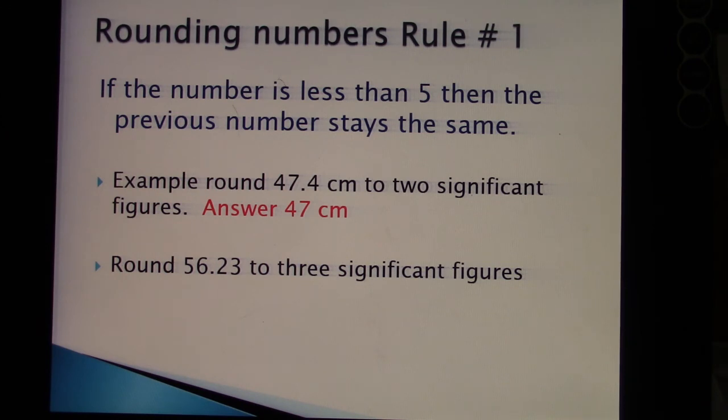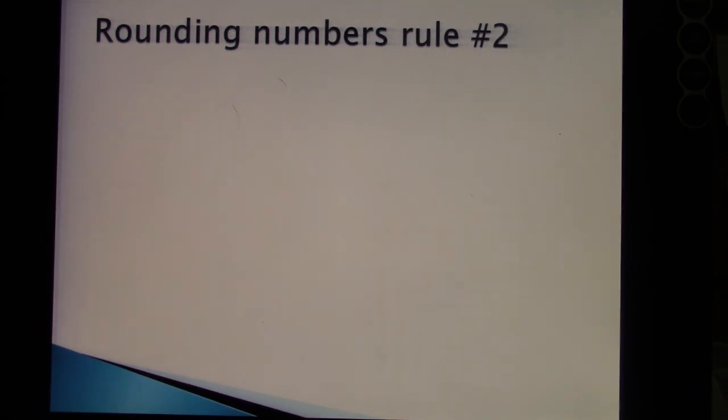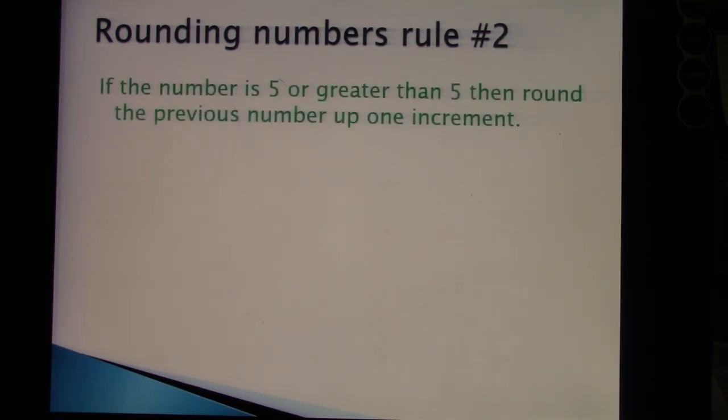So that number has 4 significant figures. We're going to round it to 3 significant figures, so 3 is less than 5, so we'll drop it, and it's going to be 56.2. So rule 1 is pretty easy. All right, let's go to rule number 2. If the number is 5 or greater than 5, then round the previous number up.